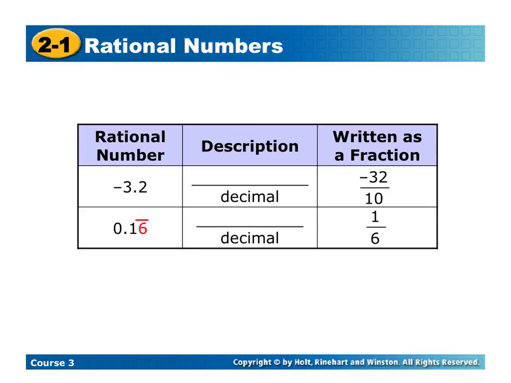So if we just look at a couple of examples, we have -3.2. This would be a terminating decimal because it comes to an end, and it's equivalent to having -32 over 10. If you have 0.16 with the repeating symbol, that is a repeating decimal, and it's actually equal to 1/6.